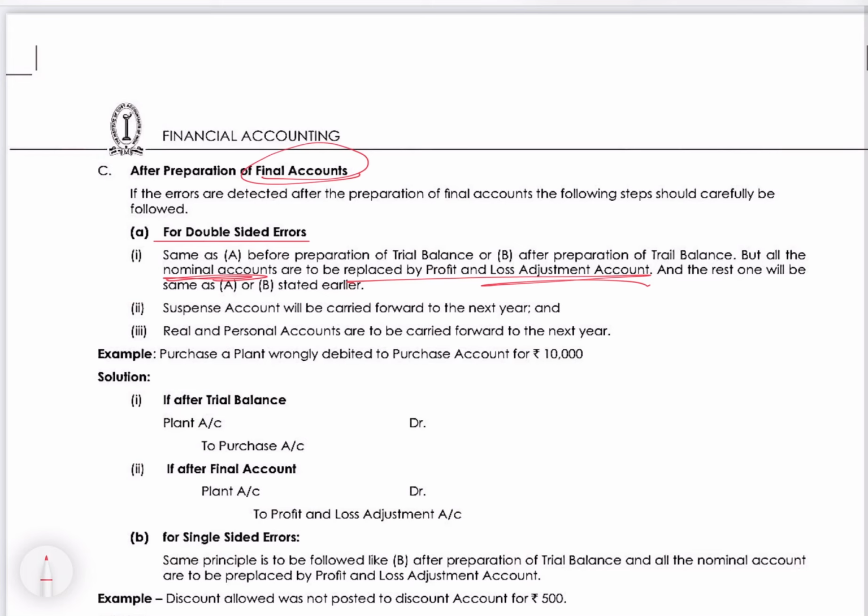Okay. If the suspense account has not been rectified, and we have not detected those errors, then it will be carried forward to next year. And real and personal accounts will be carried forward to next year, because real and personal accounts are normally balance sheet items. So it will be carried forward to next year. But nominal account ledgers get closed during that period. So any errors which impact our nominal accounts will be adjusted to P&L adjustment account when we detect and rectify those errors after preparation of financial accounts.